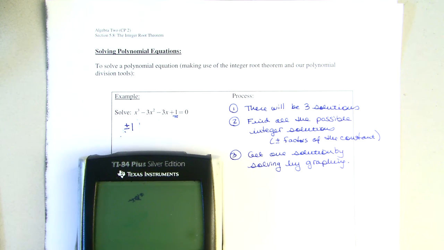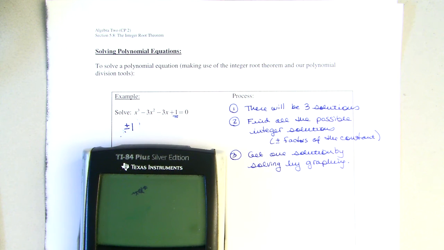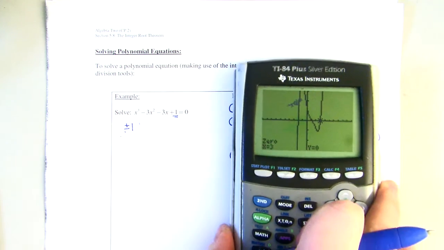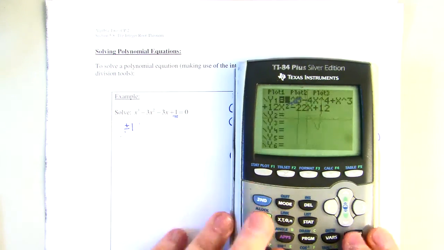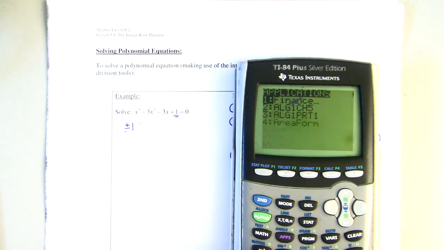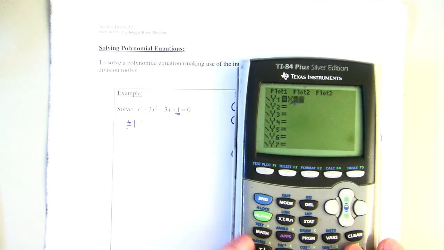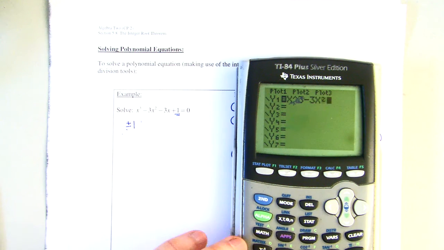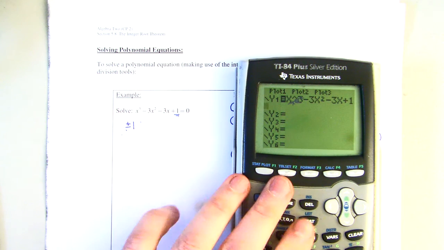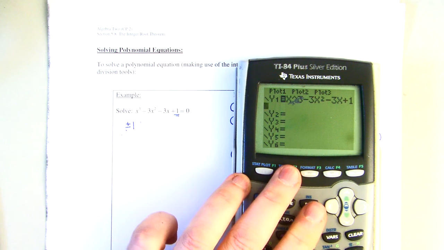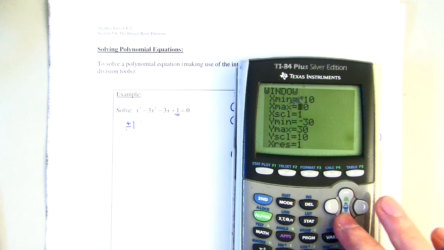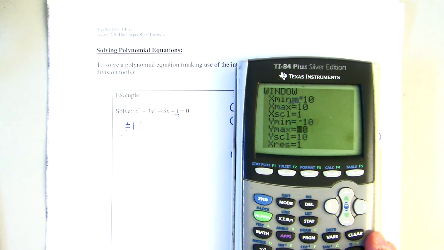Okay, so what I'm going to do, I'm going to go to the graphing calculator. Remember how we do this is we graph the function we're looking at. I hope you can see that. Maybe if I move it over here, we can see it. I'm going to graph the function that I have, so x cubed minus 3x squared minus 3x plus 1, and I want to find my x-intercepts. I'll set my viewing window at -10, 10, 1, -10, 10, 1.